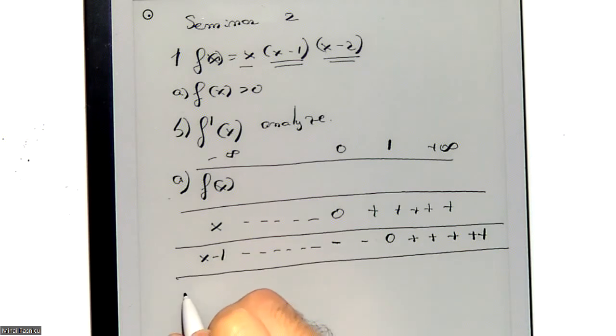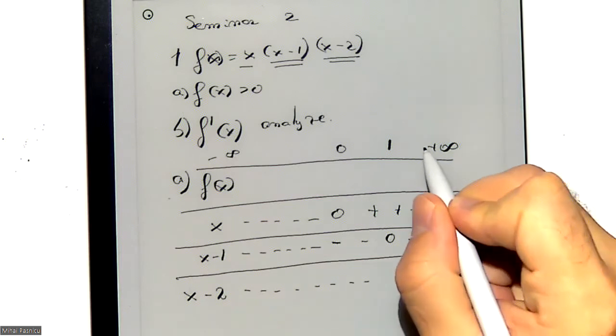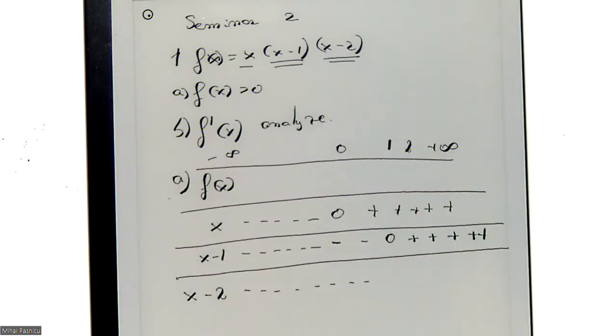Now we have x minus 2. Again, it's negative, negative, negative, negative, and it actually happens at 2 that I have a 0. And then I just have positive, positive, positive again. Okay? So the drawing is relatively simple. So now I can get some idea of what the sign for f of x is.